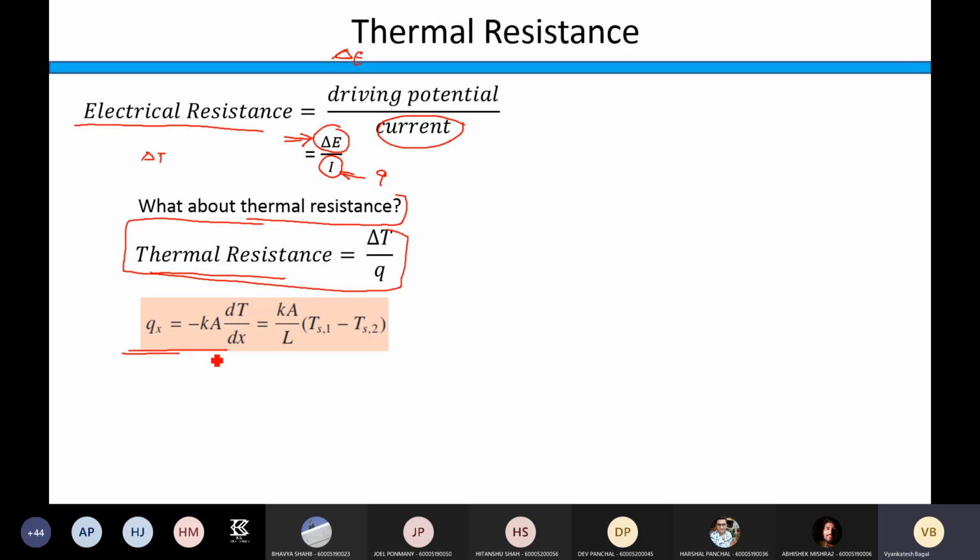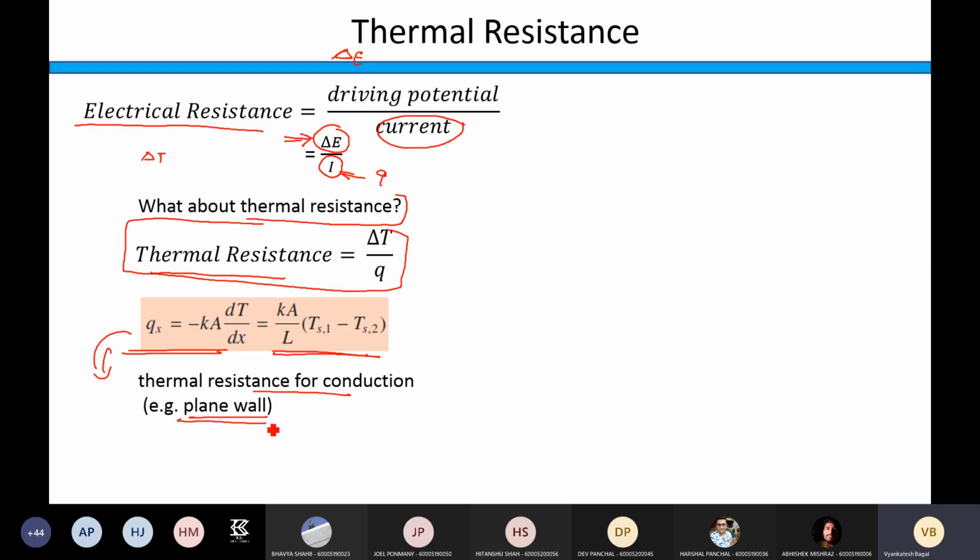So we have already derived this equation. Qx is minus K dT by dx. I am writing it for the slab from the previous slide: K by L, Ts1 minus Ts2. Now I will try to write this equation equivalent to delta T by Q. So the thermal resistance for the conduction, that too for this particular case, plane wall. Don't generalize this equation for any other case. For plane wall I am writing RT, T stands for thermal resistance, R for resistance, and this is conduction. Thermal resistance of conduction in case of slab, you should write.